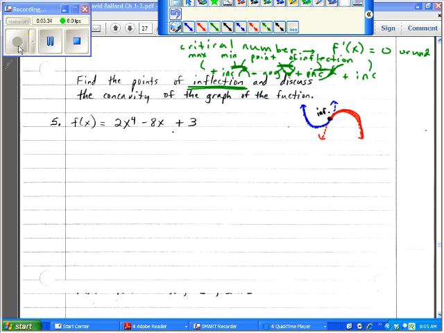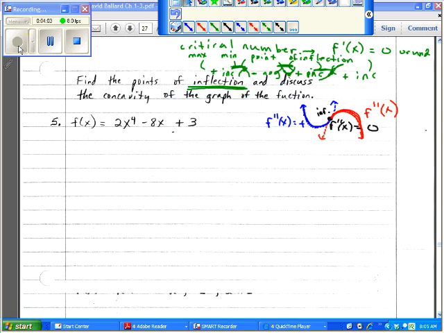Well, how do we know if it's concave up? If the second derivative is positive, and we know that it's concave down if the second derivative is negative. Well, how do we know where the point of inflection is? It's where the second derivative is 0, okay?